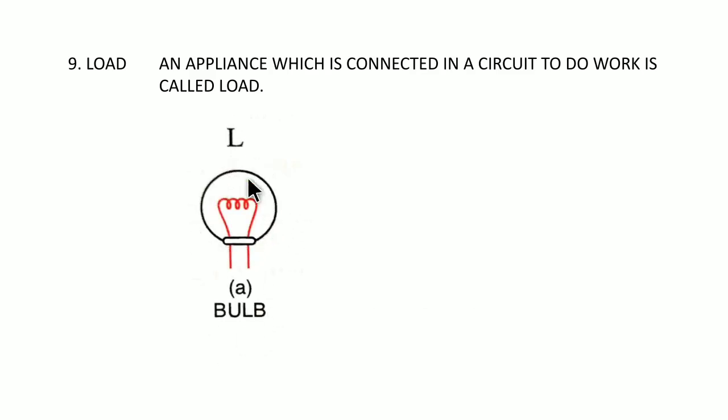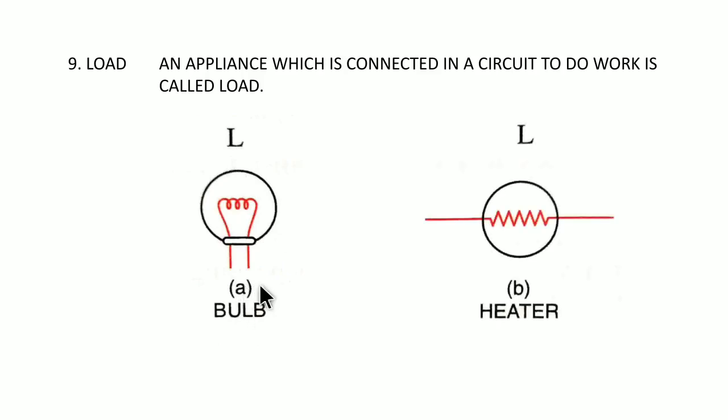a bulb. This is the symbol for a bulb. A small filament is made, and L is written over here for load. Actually this represents a bulb. Another one is if there is a simple resistance inside the circle, then it will be considered as a heater. So usually if there is no circle but there is a simple resistance, then also we can consider it as load. Load means it is using the electric energy to do some work.